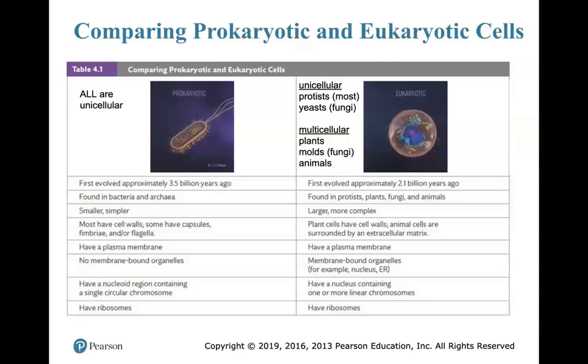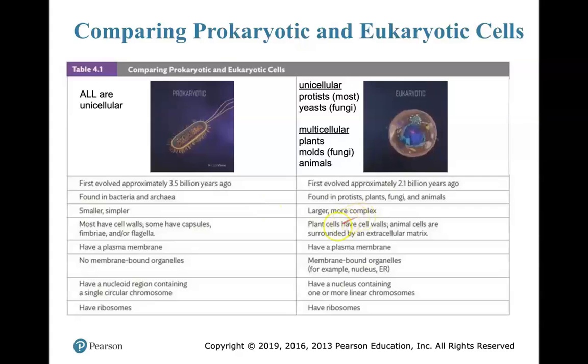Comparing prokaryotes and eukaryotes, this is a nice short answer response. Prokaryotes evolved first. Prokaryotes are going to be bacteria and archaea. Eukaryotes are protists, plants, fungi, animals, basically everything else. Prokaryotes are smaller and simpler, with eukaryotes being larger and more complex.